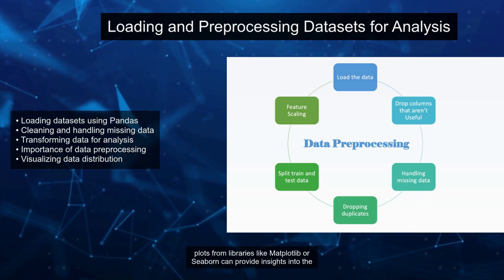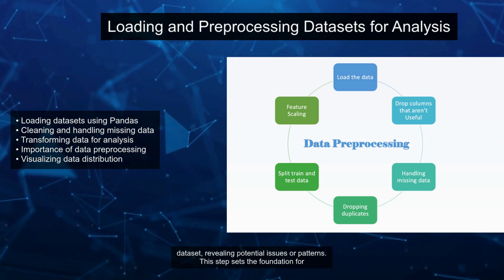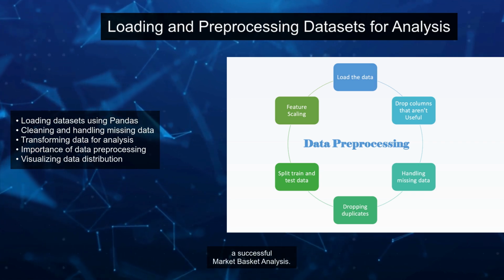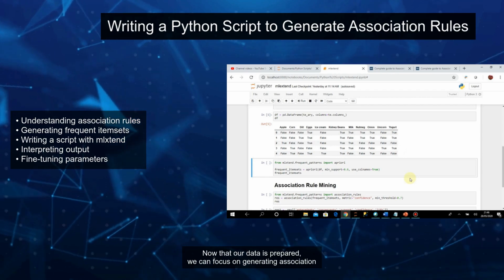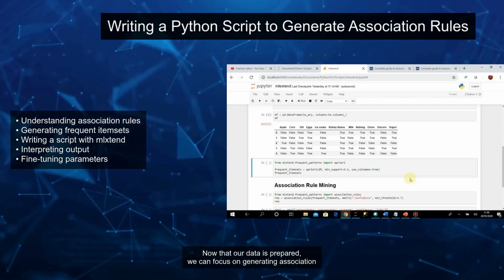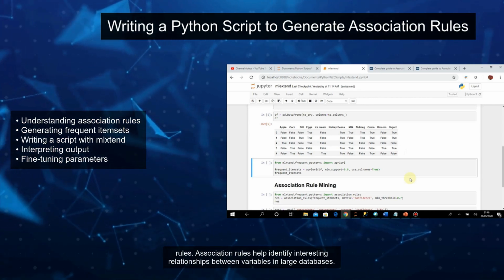Visualizing data distributions using plots from libraries like Matplotlib or Seaborn can provide insights into the dataset, revealing potential issues or patterns. This step sets the foundation for a successful market basket analysis. Now that our data is prepared, we can focus on generating association rules. Association rules help identify interesting relationships between variables in large databases.